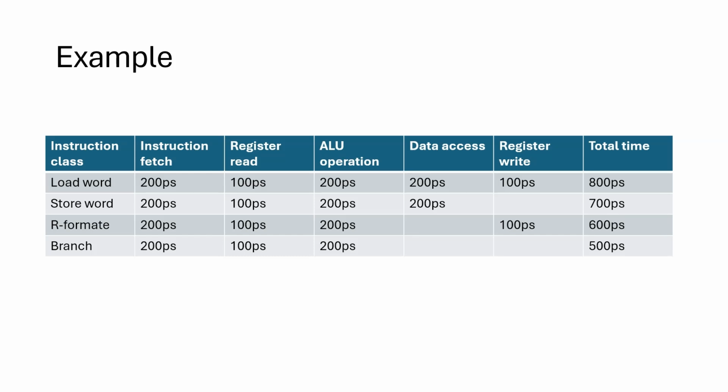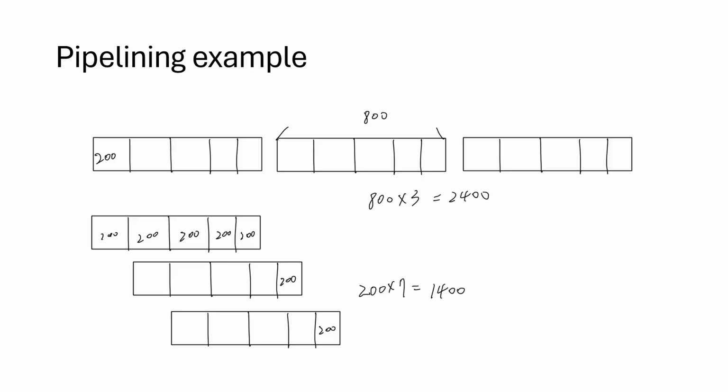We can see there are 4 instructions: first load word, store word, R-type, and branch. From the table, we can see one single load word needs 800 ps to execute. If we have 3 load word instructions to run on a single cycle machine, we have to use 3 times 800, which equals 2400. But when we use the pipeline machine, it will only use 1400.